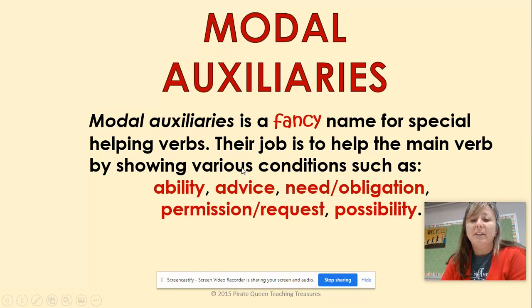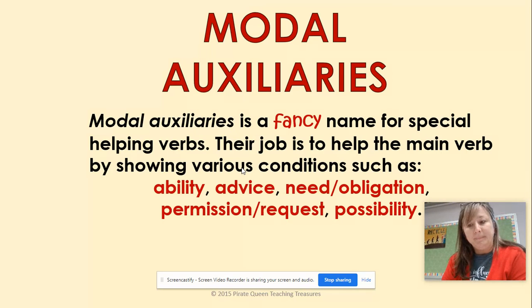So modal auxiliaries is a fancy name for special helping verbs. So not unlike action verbs, they're helping verbs. Their job is to help the main verb by showing various conditions. And these conditions are ability, advice, need, obligation, permission, request, and possibility.